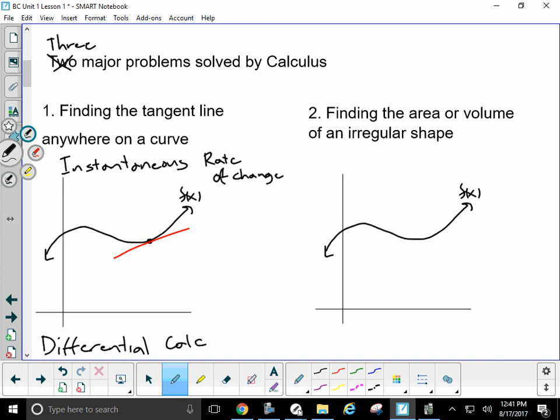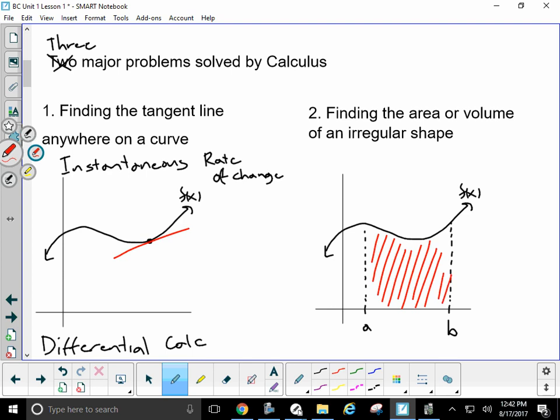Second problem is finding the area or the volume of an irregular shape. So we have area formulas in geometry for circles, rectangles, triangles, whatever. But what if I just give you some curve, and maybe I give you two places to start and end, and I say, what is the area underneath this curve contained between these two values? Calculus helps solve that problem. There's no geometric formula to find that.